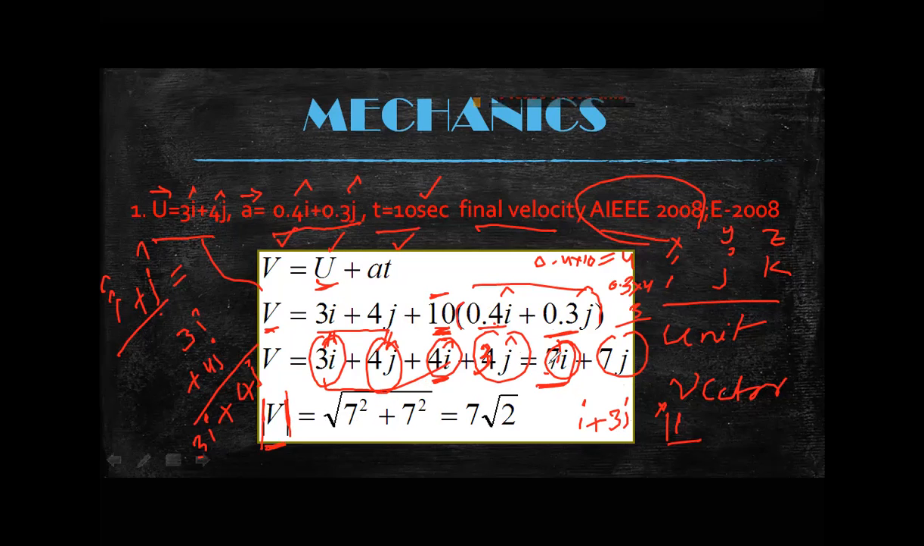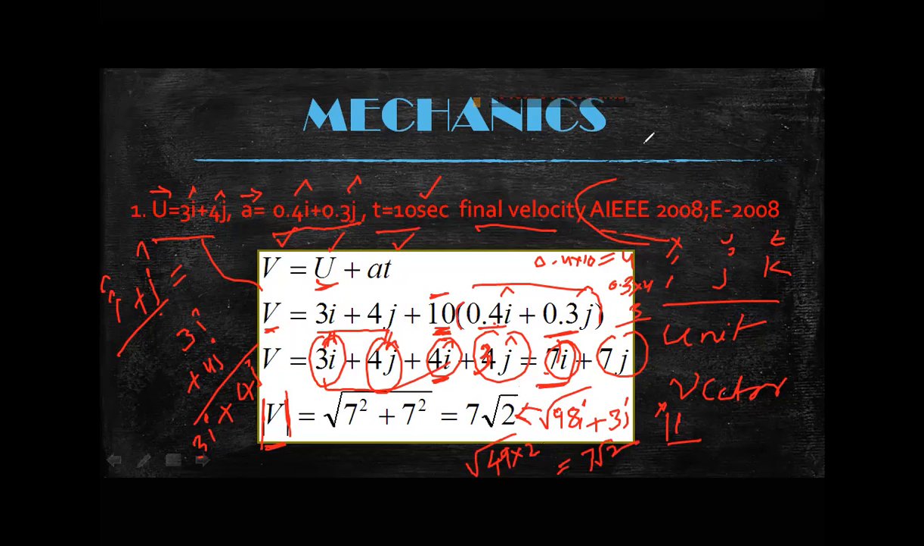So 7 is there as the i component. 7 times 7 is 49. The j component, 7 times 7, is 49. So that will be 49 plus 49. How much is it? 98, right? So I can write it as 7 root 2. Why? Because I can write 98 as 49 into 2, and the root of 49 is 7. 7 root 2. Okay?